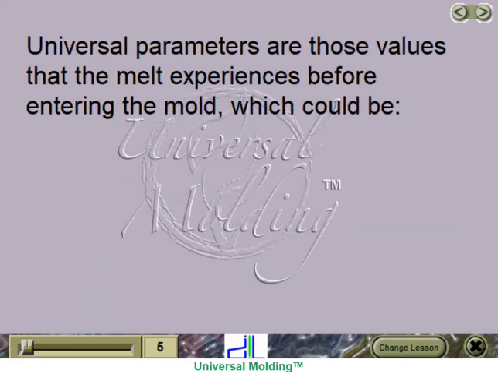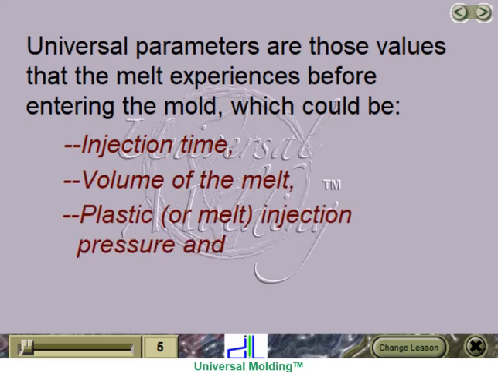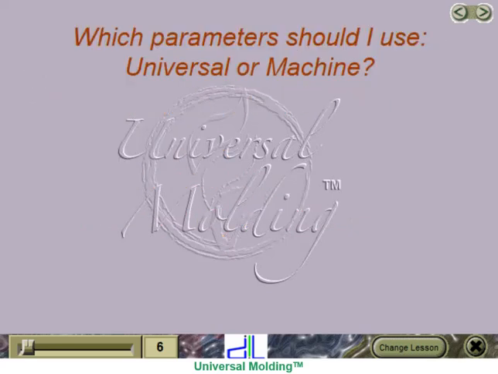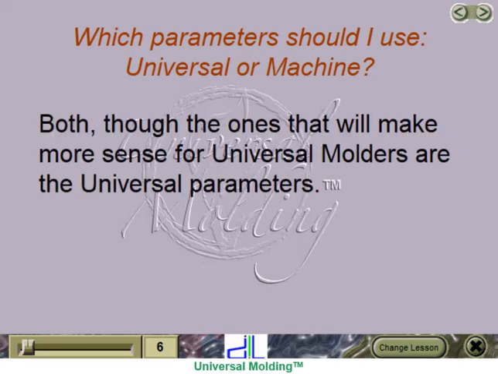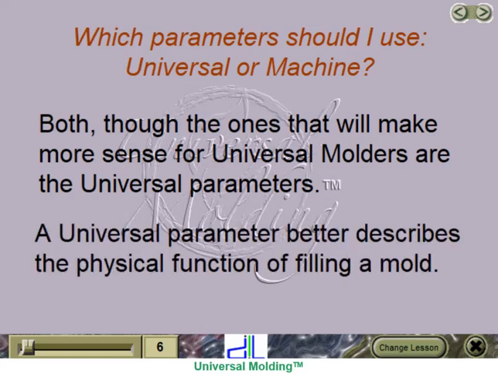Universal parameters are those values that the melt experiences before entering the mold, which could be injection time, volume of the melt, plastic or melt injection pressure, and recovery time. Which parameter should I use, universal or machine? Both, though the ones that will make more sense for universal molders are the universal parameters. A universal parameter better describes the physical function of filling a mold.